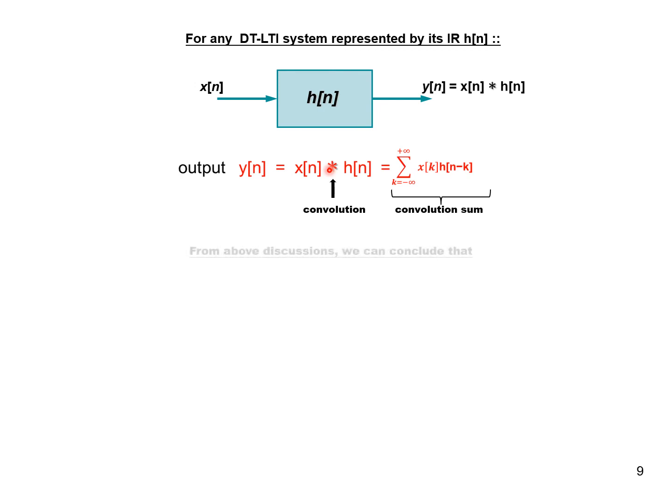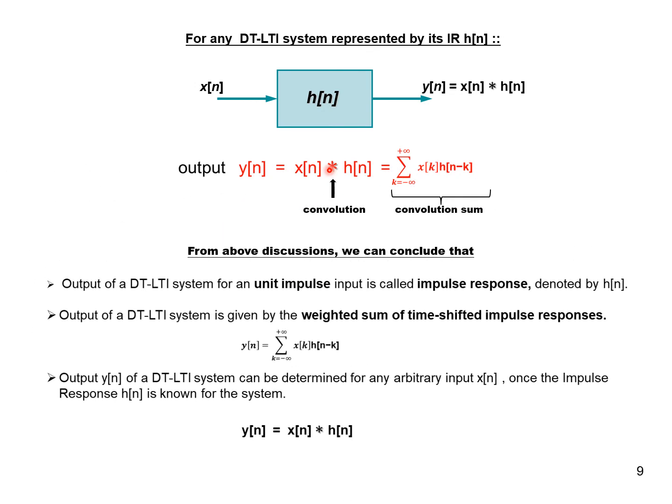Okay, now let us recapitulate all the points we discussed. Just read it. It is self-explanatory. I'll just go on reading it, you just listen to my voice. Output of a DT-LTI system for a unit impulse input is called the impulse response, denoted by h of n. Output of a DT-LTI system is given by the weighted sum of time-shifted impulse responses. This is a very important sentence.